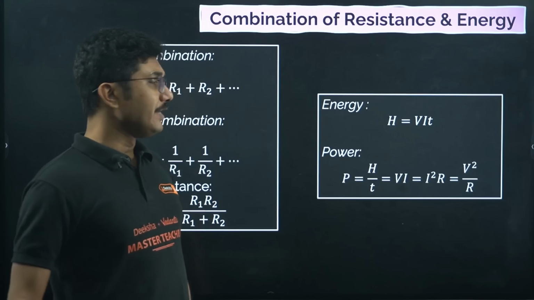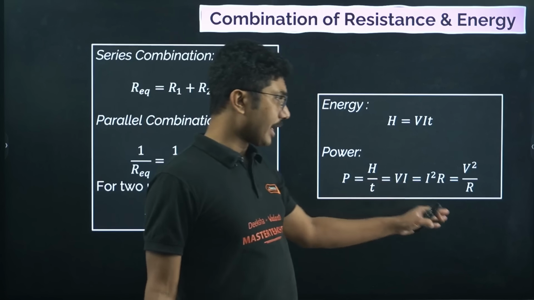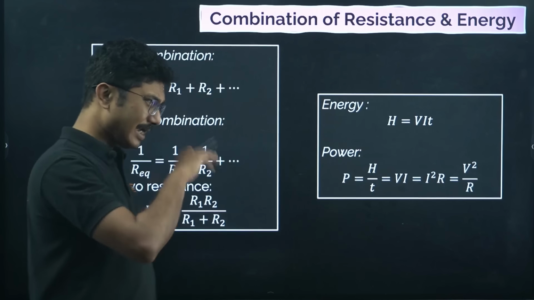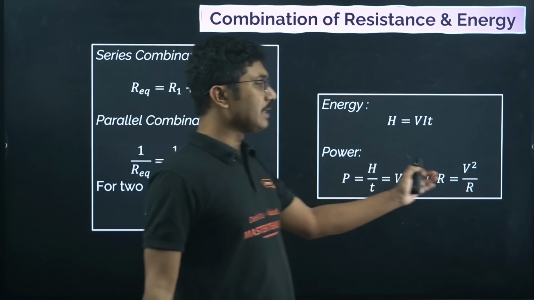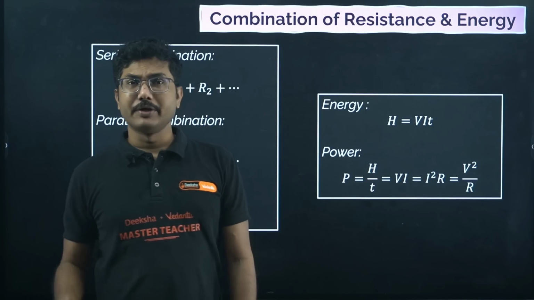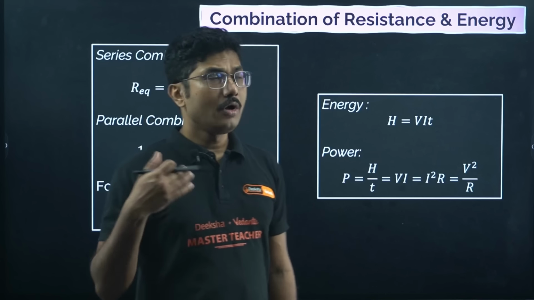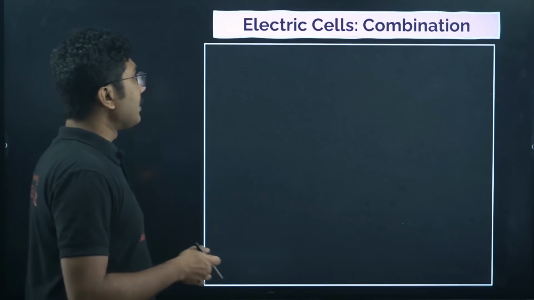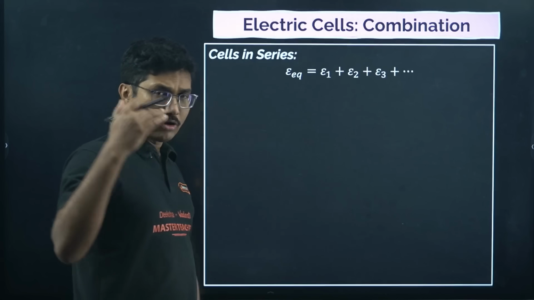Now energy dissipated in a circuit is given by H is equal to VIT. Power is V into I or I square R or V square by R. Now this application depends on what values are given to you, from question to question. So this is the basic combination. Cells in series I will not explain any further.